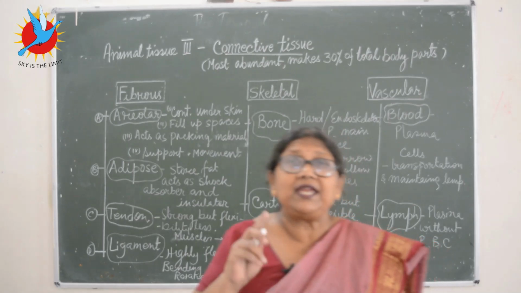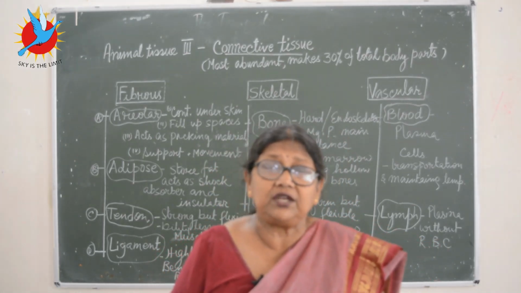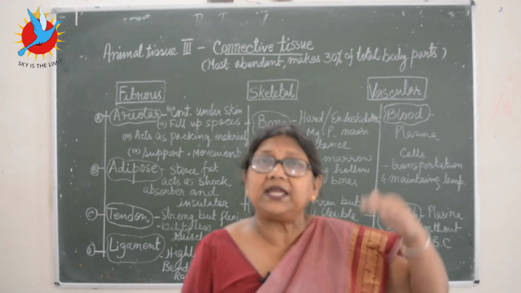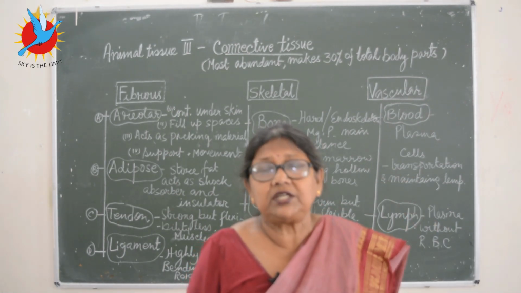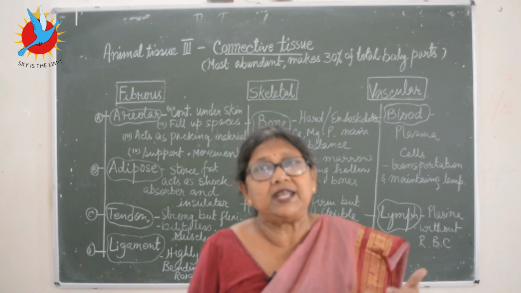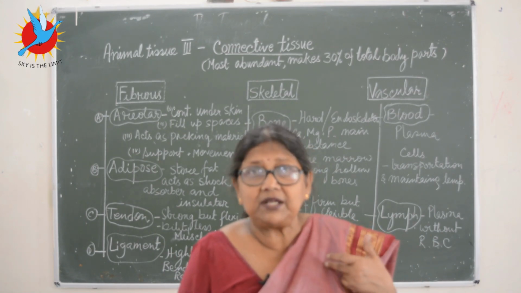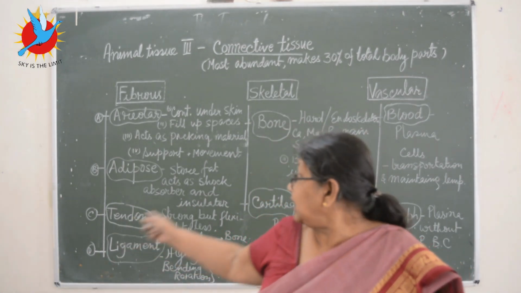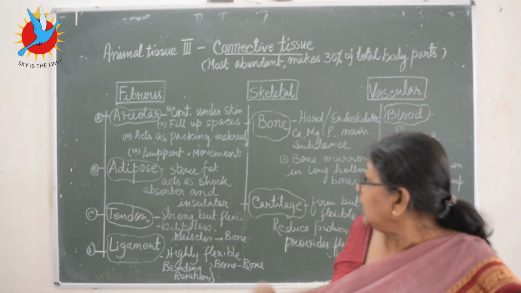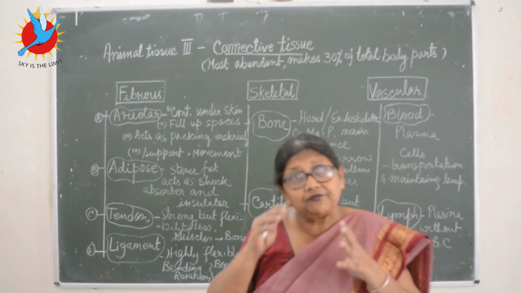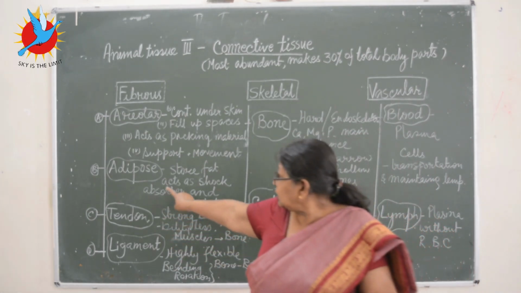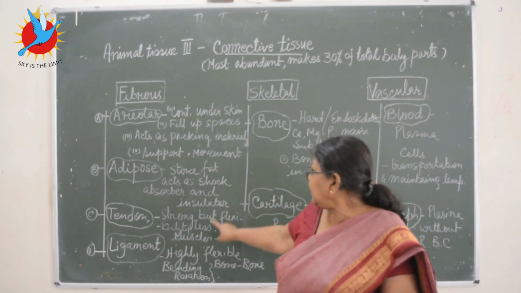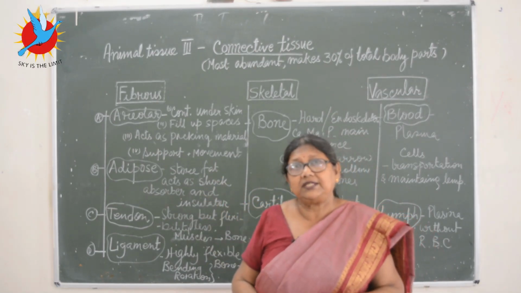Why? Because the insulator means, you know what is insulator? You have done conductor and insulator in physics. Insulator means the outside temperature, the heat is not allowed to enter. We are all warm-blooded animals. We have got a fixed body temperature, and so it maintains the body temperature and it acts as the insulator. So that is due to the storage of fat inside. So adipose tissue stores fat, acts as a shock absorber and acts as the insulator.